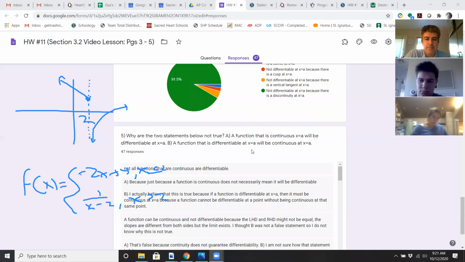And then this one here, why are the two statements below not true? Yeah, like you could be continuous like a corner, but not be differentiable. Or a function that is differentiable will be continuous. Actually, hold on a sec. If you are differentiable, you are continuous. What was I talking about there? I think I meant to say if you're not differentiable, you're not continuous. Okay, wow. I apologize if I confused you guys about that one. That was really bad.